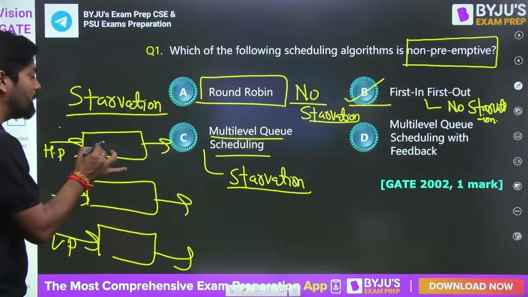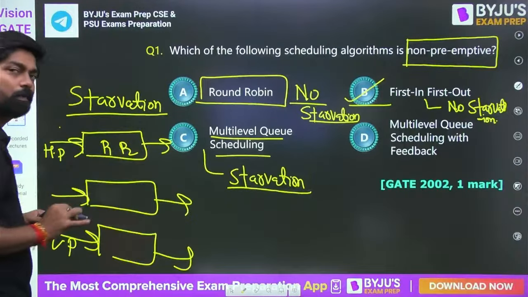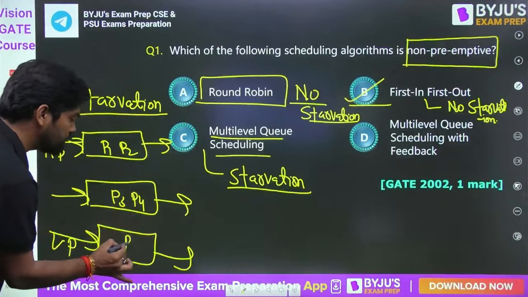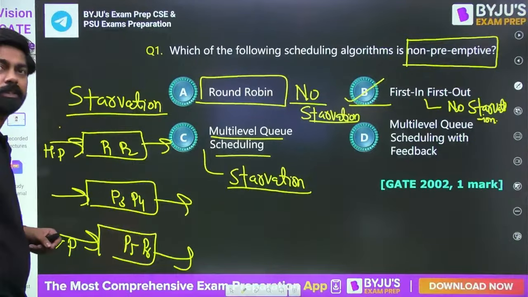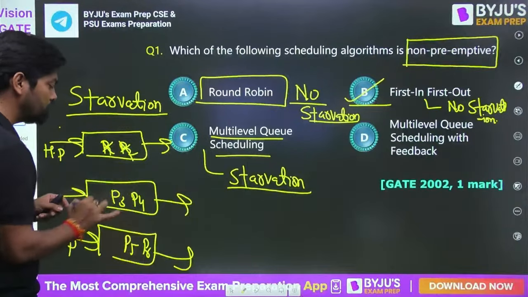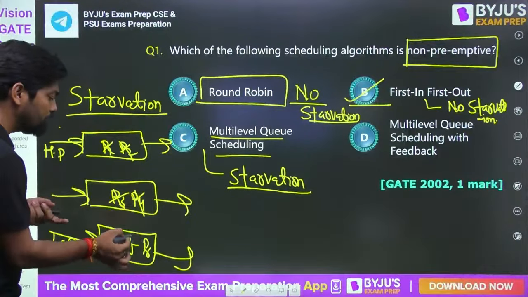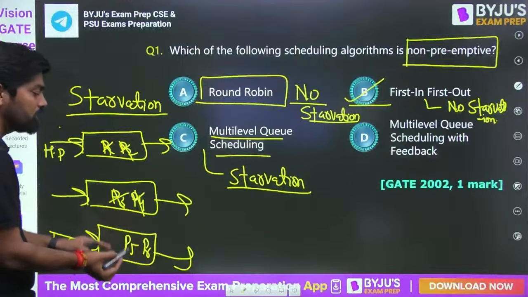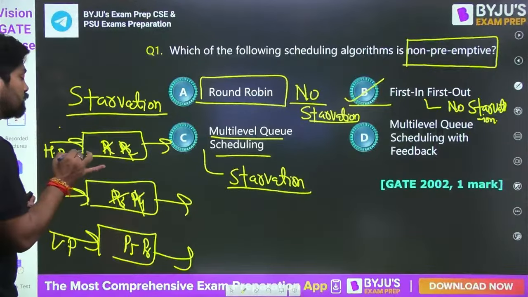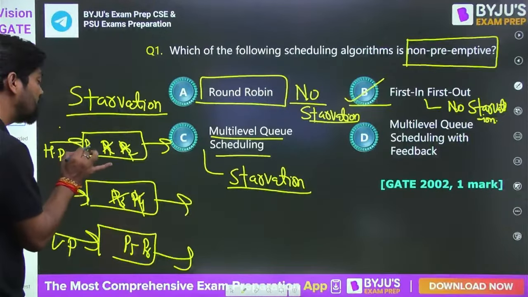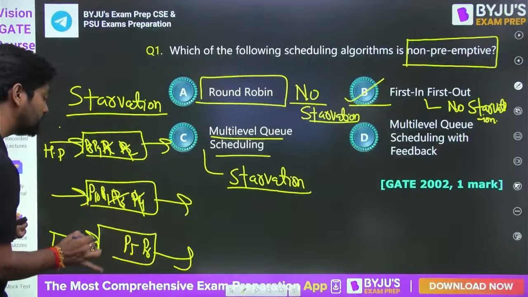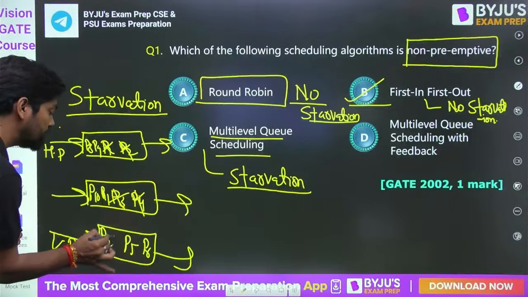Let's suppose we have higher priority P1, P2. Then we have P3, P4. Let's suppose we have P5, P6, my dear friend. Let's suppose P1, P2 completed. Then P3, P4 will be executed. Then P5, P6. Let's suppose P5, P6 want to go for execution. But see here, one more higher priority process will arrive. Let's suppose P8, P9 will arrive. P10, P11 will arrive. P11, P12, P13 will arrive.